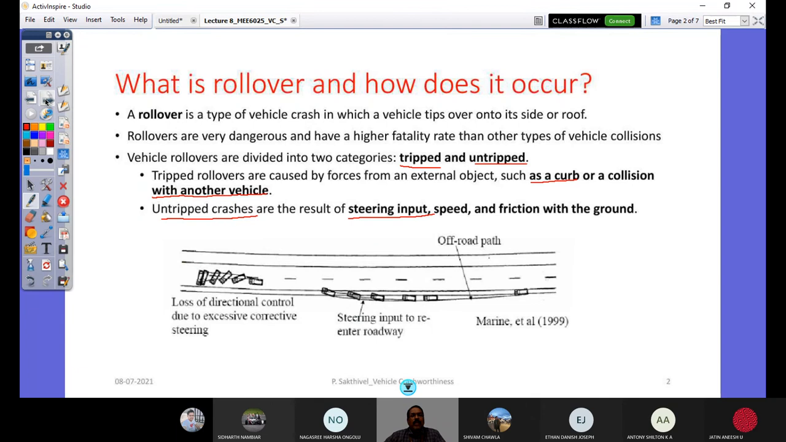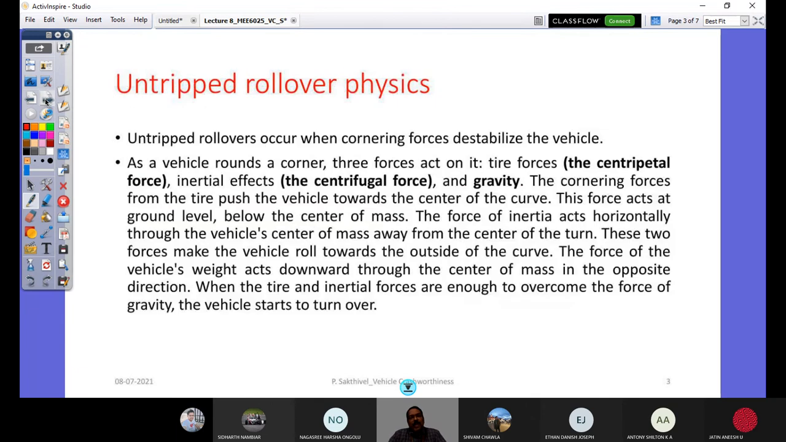Continuing with that, if you look at untripped rollover physics, what is it? Untripped rollover occurs when cornering forces destabilize the vehicle. That means the forces acting on the vehicle are destabilizing; they are not ensuring the equilibrium of the vehicle. So that is what is happening.